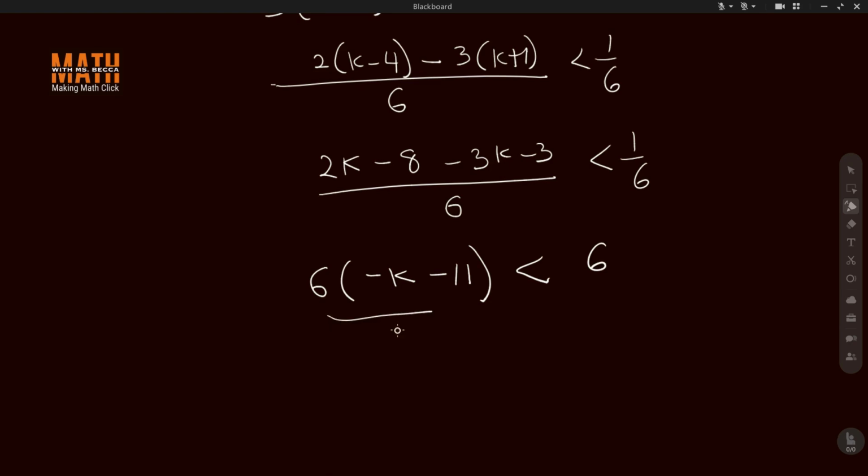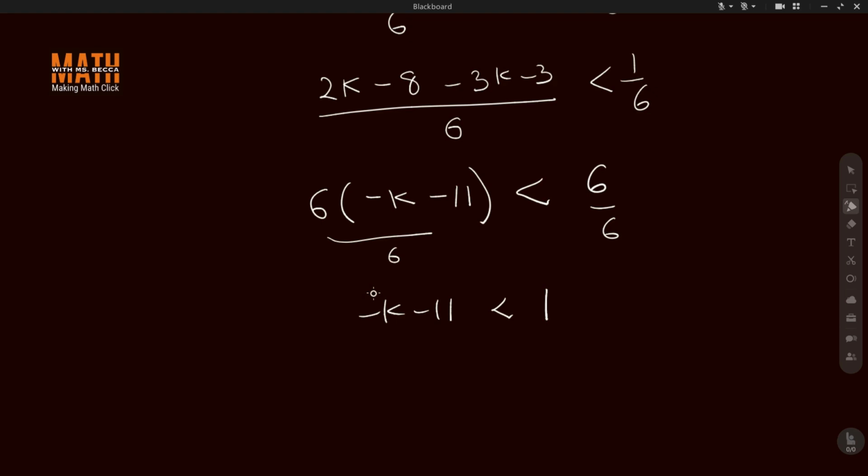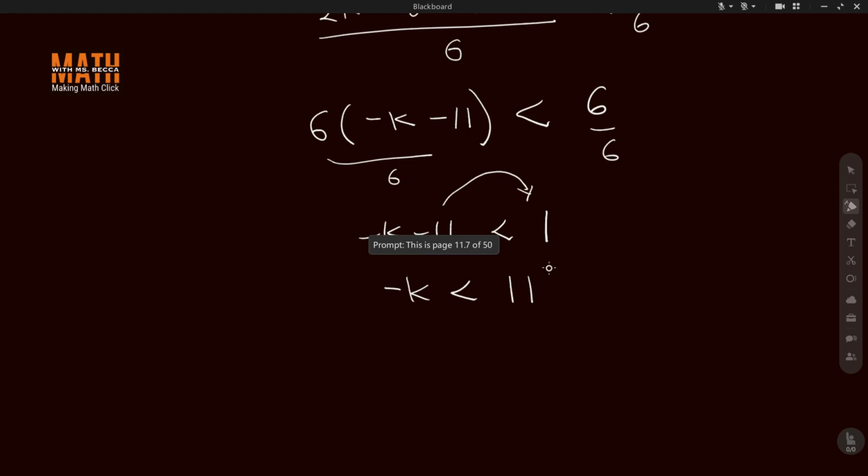Now we can divide both sides by 6 so that negative k minus 11 will be less than 1. Now we can say minus k is less than 11, because when negative 11 comes here, it becomes positive. Now we are to find k. Let's divide both sides by negative 1. Mind you, when you are dividing by a negative in an inequality, the sign will change. So since we have divided by a negative, k will be greater than negative 11, and that is the answer.